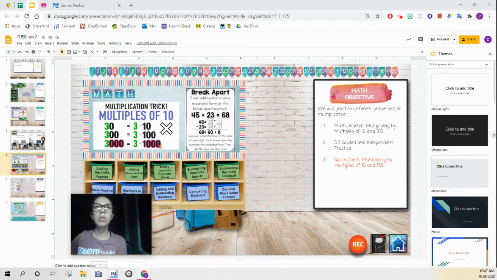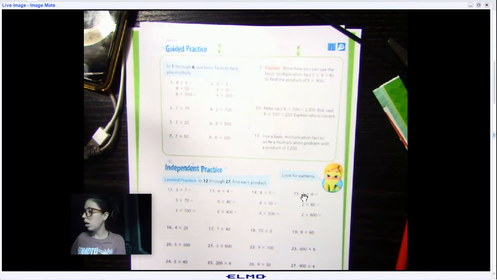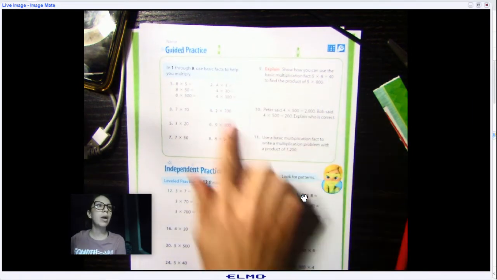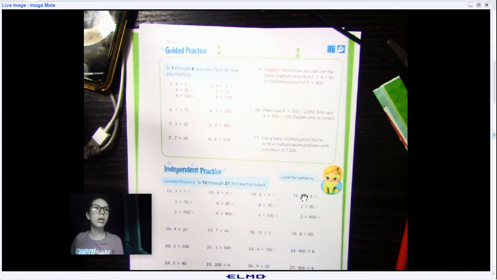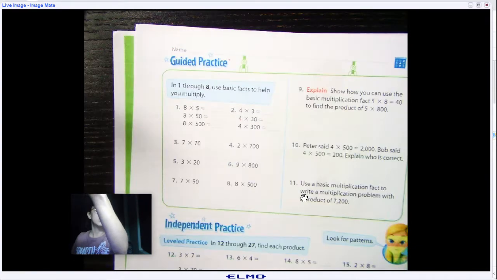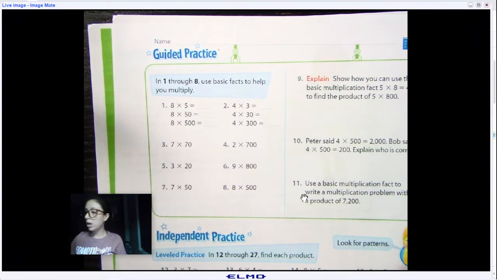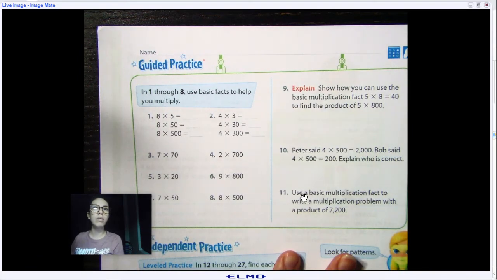Okay, so I am going to turn on my projector so we can see. We're going to do all the guided practice together, and then I'll give you a few numbers that you're going to do on your independent practice. Okay, so let's go through the guided practice together. We should have done the journal already, so we're going to be practicing multiplying factors of 10 and 100.